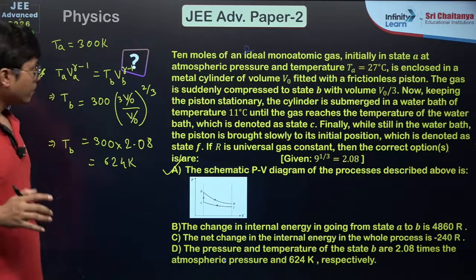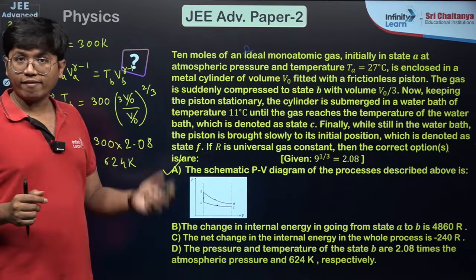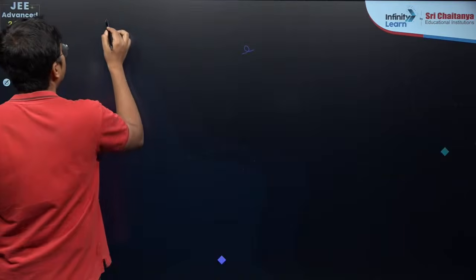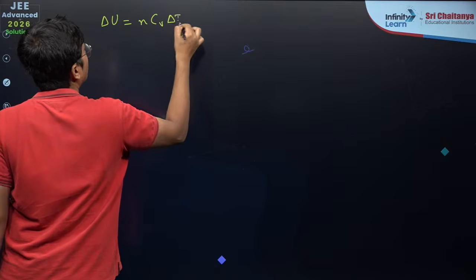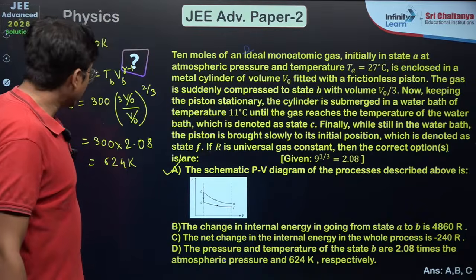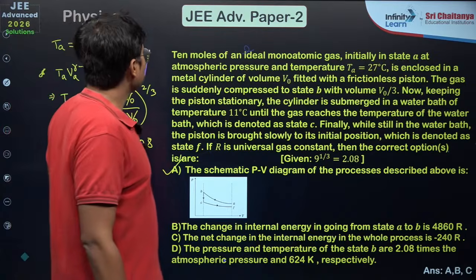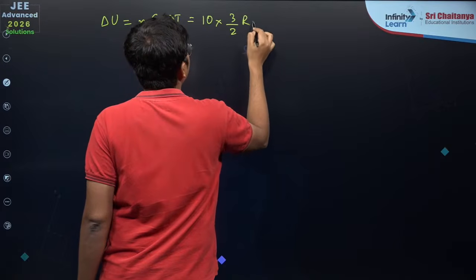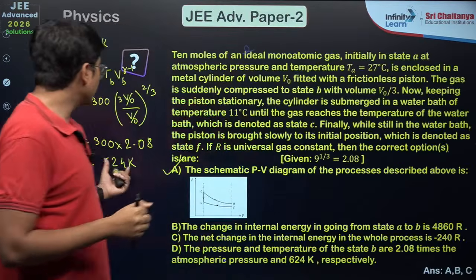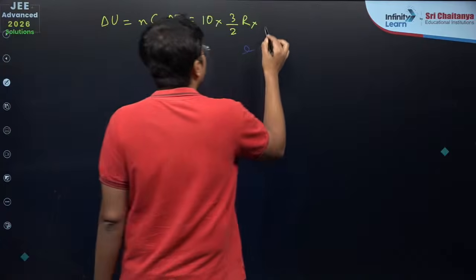Okay, we got Tb. Now, once we have Ta and Tb, we can find the change in internal energy, because change in internal energy delta U is always n Cv delta T. So if we go with n Cv delta T, n is 10 moles, Cv is 3 by 2 R, multiplied with the delta T, basically it's 624 minus 300, that's 324.